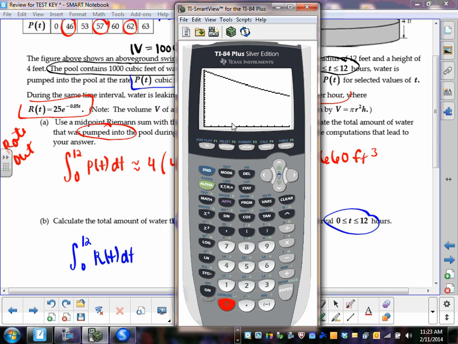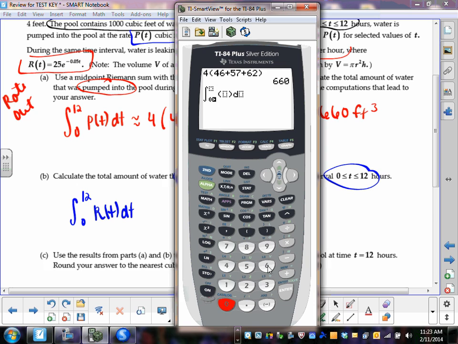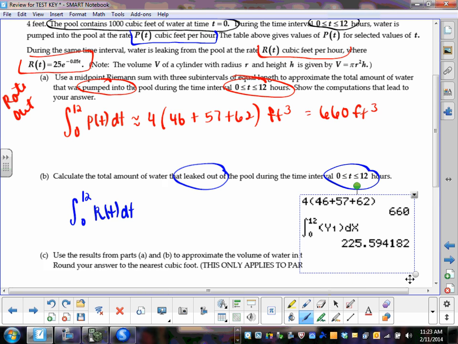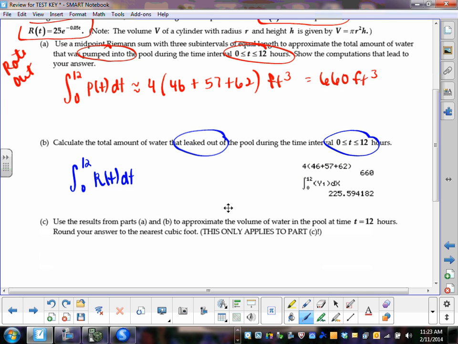So we're losing a lot of water. Okay, so now I just want to use my calculator to anti-derive from 0 to 12 the function that I just typed into y1, dx. So 225.594. This does not tell me to round off at all, either for part A or for part B. So I cannot round. So it's 225.594 cubic feet. So that's the amount of water that we've lost.